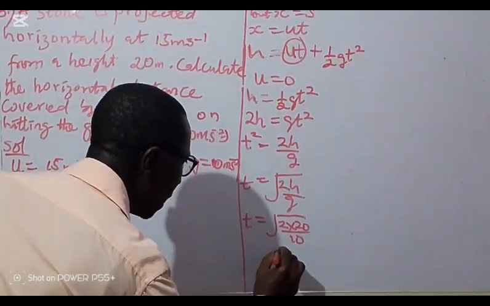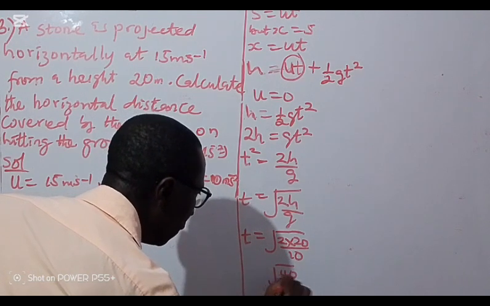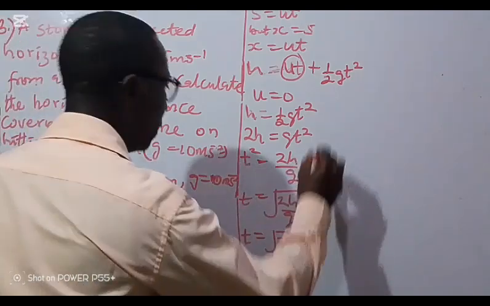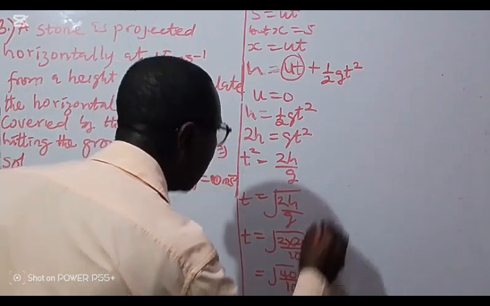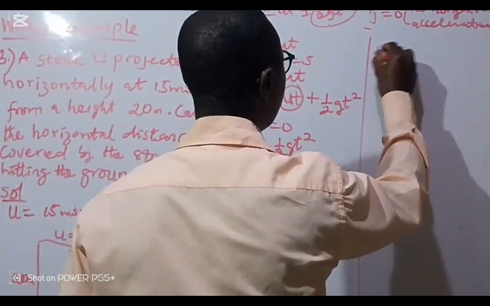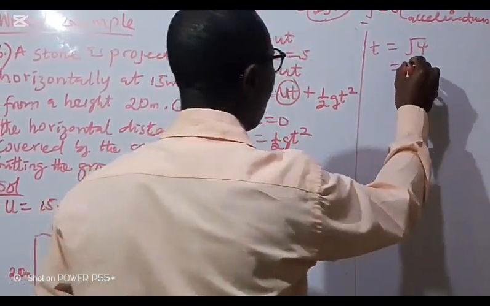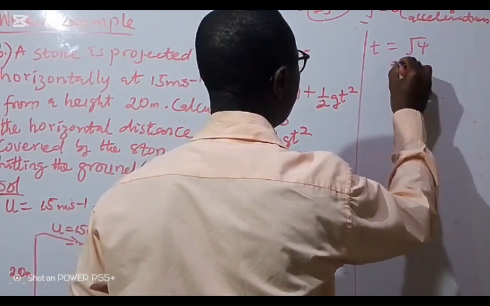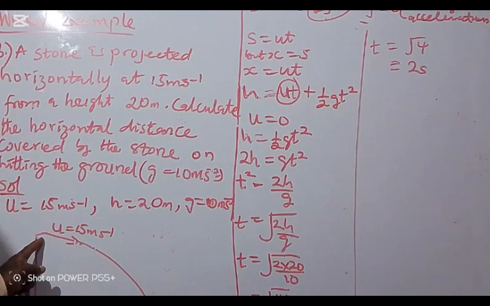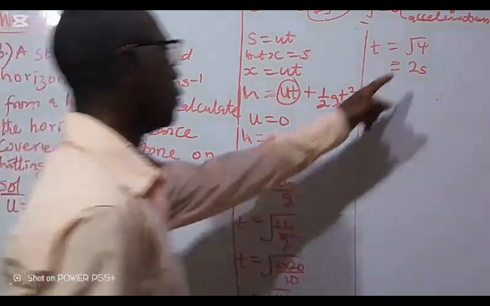So that will be square root of 40 over 10. And 0 will cancel 0. So we are going to have t is equal to square root of 4, where t is equal to 2 seconds. That is the time taken for this object to fall from maximum height to the ground: 2 seconds.